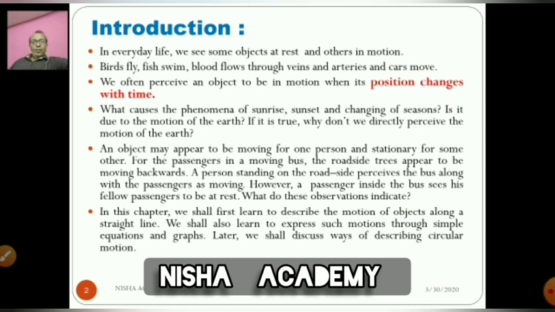Why does this happen? In this chapter, we will first learn to describe the motion of an object along a straight line. We will also express the motion through simple equations and graphs, and later on we will discuss the way of describing circular motion.